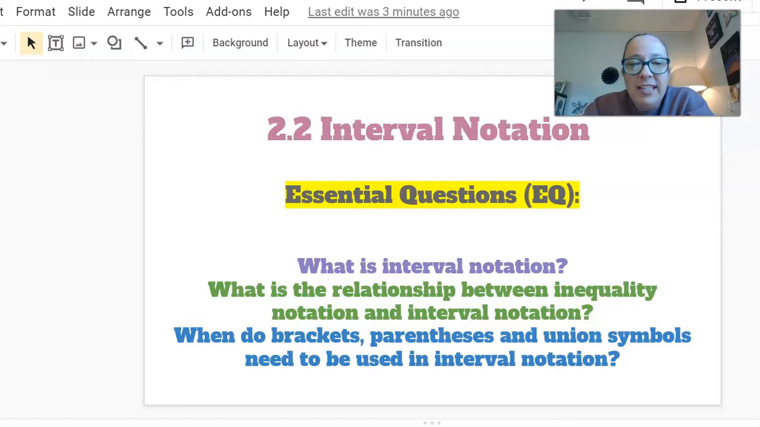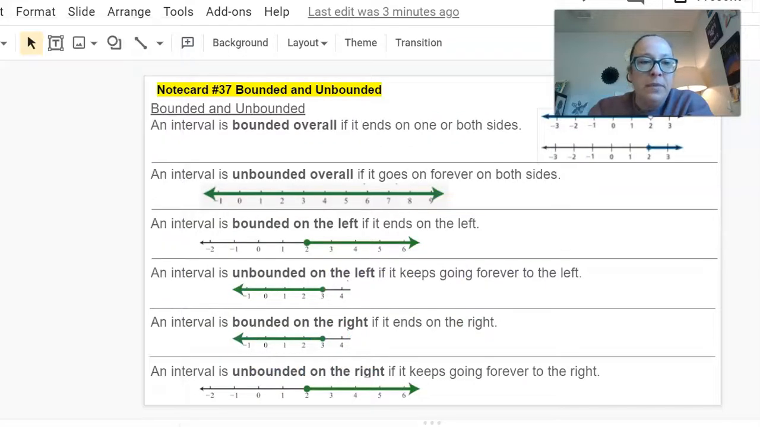So essential questions today: what is interval notation? What is the relationship between inequality notation and interval notation? And when do brackets, parentheses, and union symbols need to be used in interval notation? Now, before we get on into interval notation, I want to look at some vocabulary called bounded and unbounded.